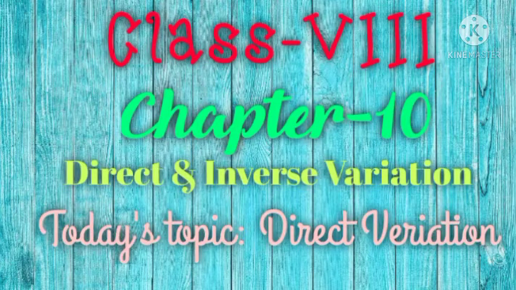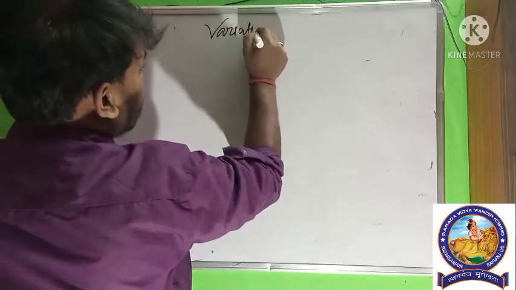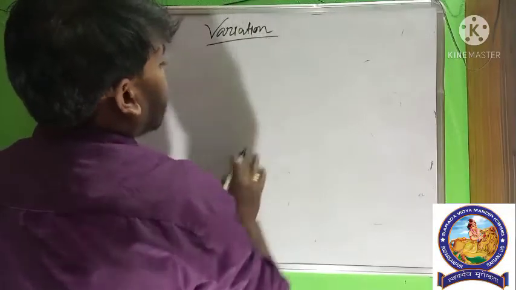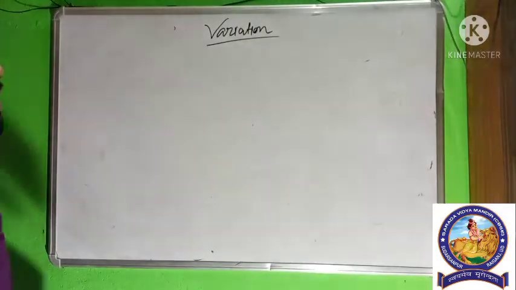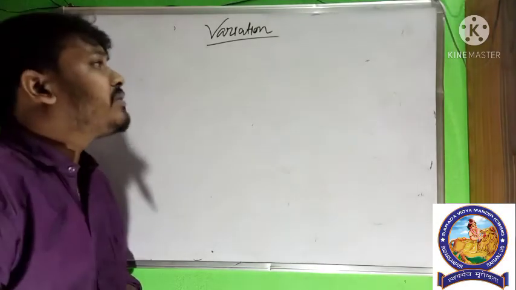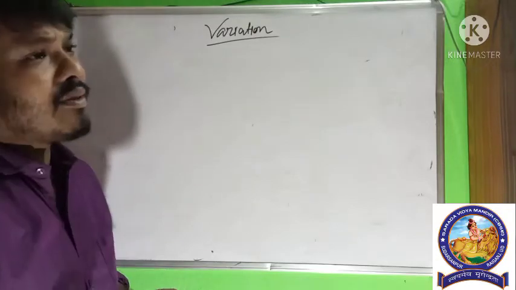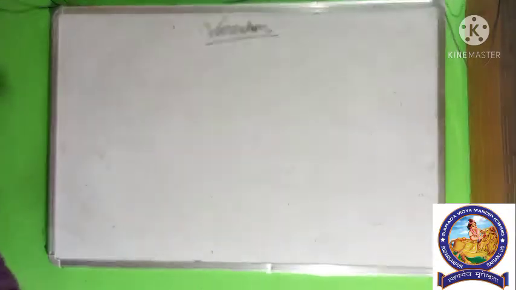Hello everyone. Today I'm going to start a new chapter, variation. That means direct variation and indirect variation. So mainly variation. What is variation? Variation defines a concept that describes the relation between two variables, two quantities, or two items.